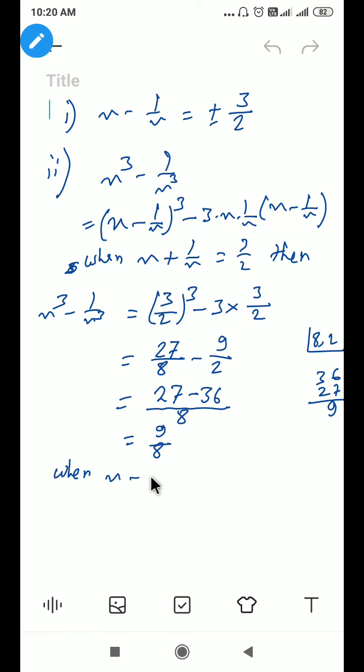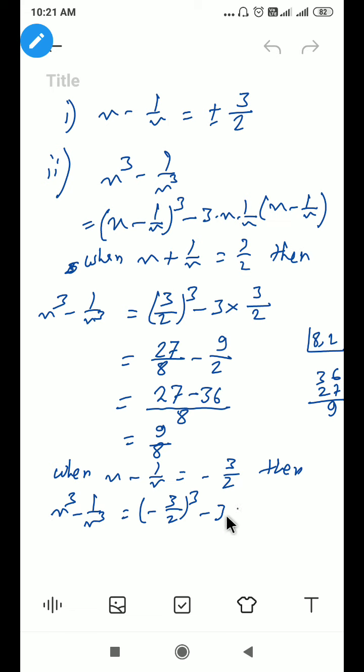Now when x minus 1 by x is equal to minus 3 by 2, what happens? Then x cube minus 1 by x cube will be minus 3 by 2 whole cube minus 3 into minus 3 by 2. So it will be minus 27 by 8, and here plus 9 by 2. If you calculate it, you will get minus 9 by 8. So we got two values of x cube minus 1 by x cube. One is plus 9 by 8, another one is minus 9 by 8.